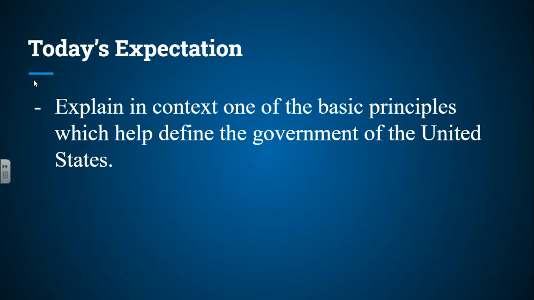Okay, so let's take a look at what I want you guys to be able to do after today. It says, explain in context one of the basic principles which help define the government of the United States. When we're looking at these basic principles, there are 5 basic principles that we're going to define today, towards the latter part of this lesson. I want you to get an understanding of, by definition, what they are, and then what they actually look like in some modern day examples and historically what these have looked like. And that's what this whole chapter is about.